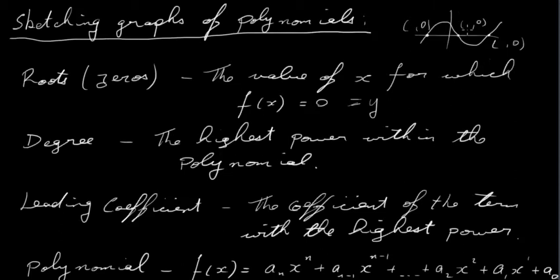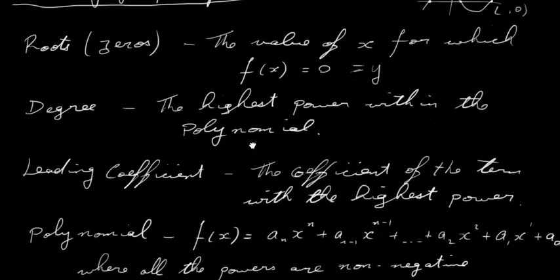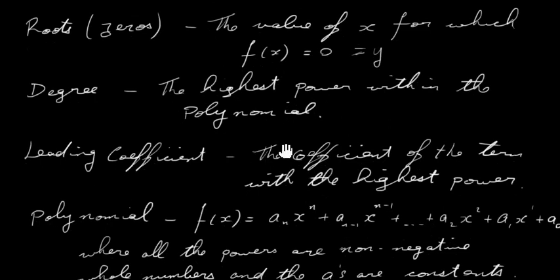So it's where your curve cuts the x-axis, or where y is equal to 0. It's the x value for which y will be equal to 0. So that's a root. The degree is the highest power within the polynomial.